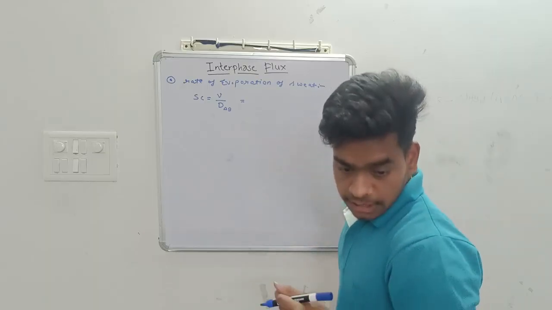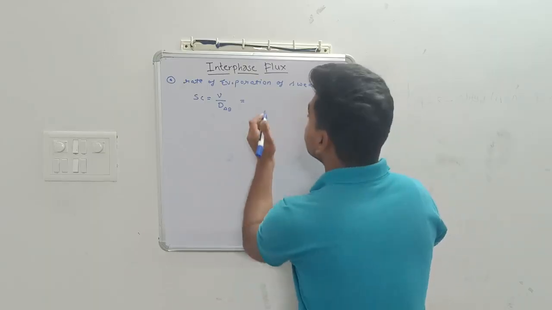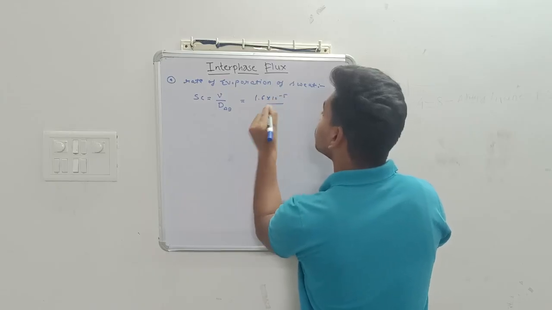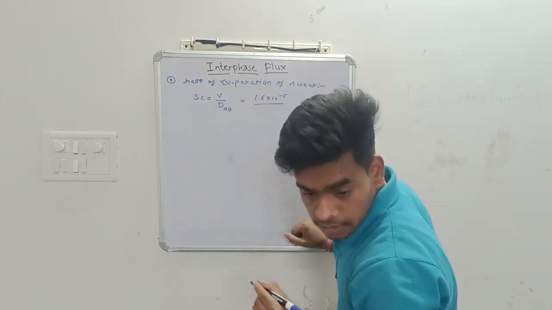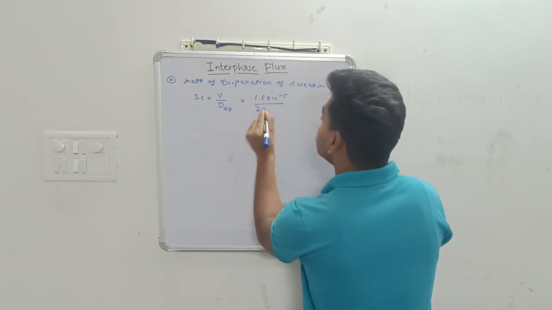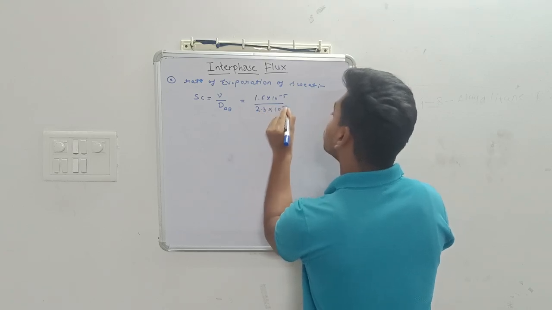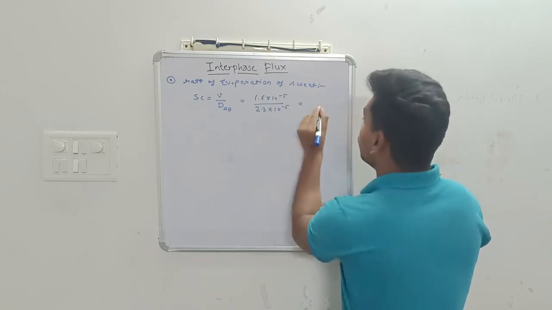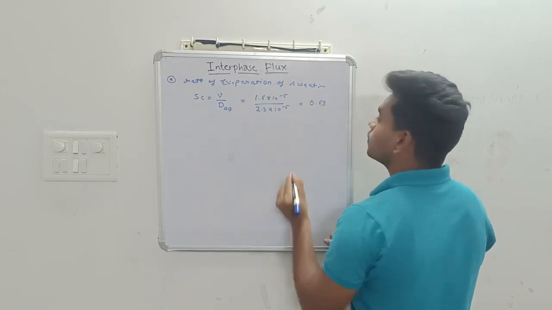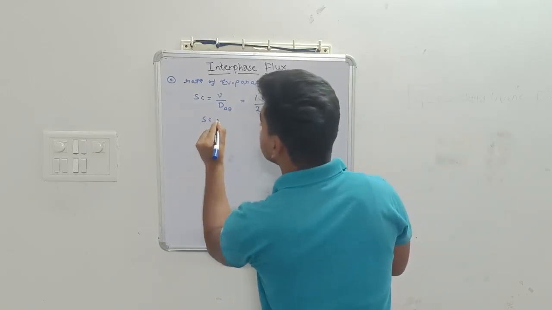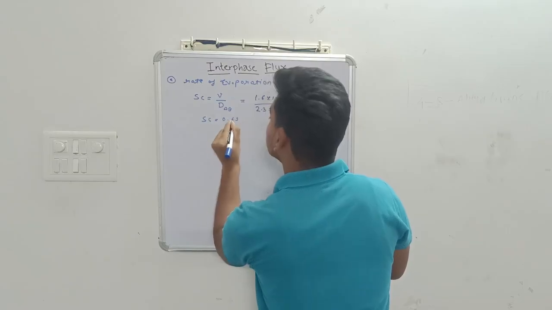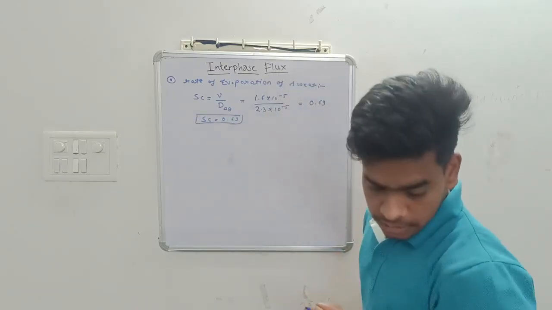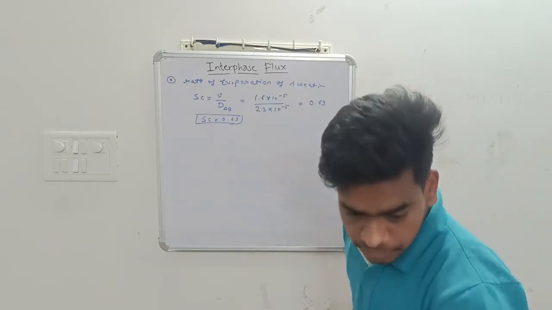So we will directly take all the values: 1.6 into 10 to the power minus 5 and the value of D_V is 2.3 into 10 to the power minus 5, and it comes out to be 0.69. So we get the value of the Schmidt number, which we will use in previous steps.